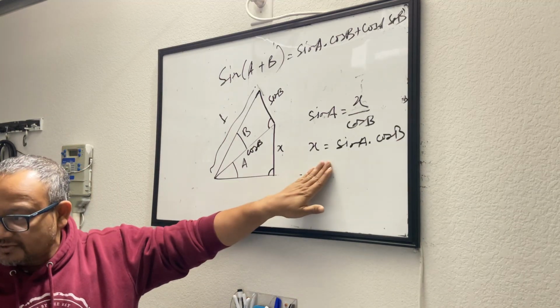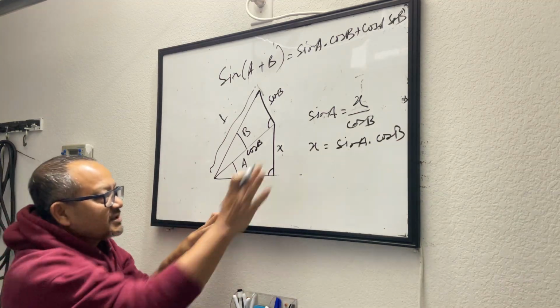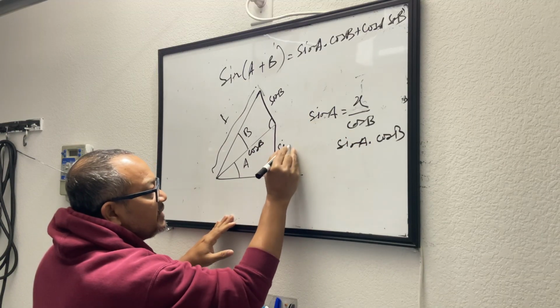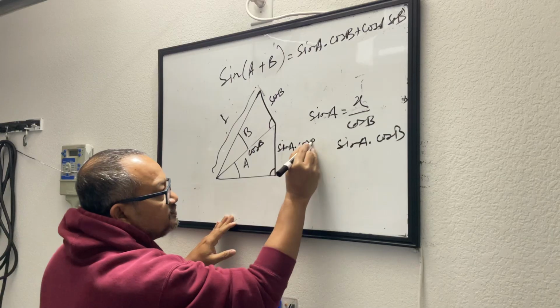So this part is okay. So this x, this length, we found as sine of A times cos of B.